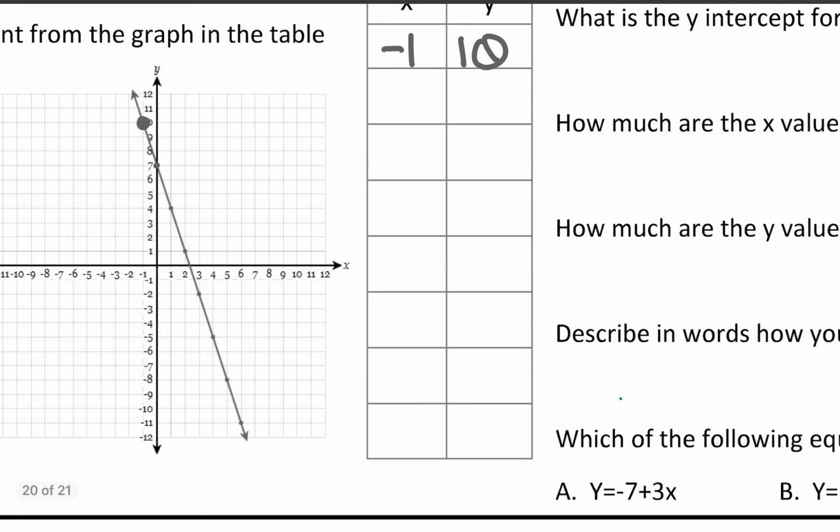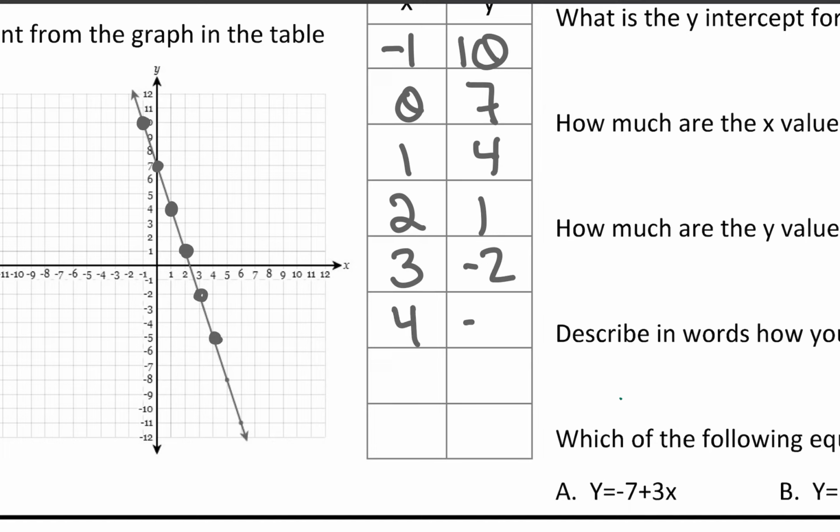The next point, we have 0 and 7. This starts at time 0 and is at 7. The next point is here, which is 1 and 4. Again, my x value when I drop down is a 1, and on the y-axis it's a 4. Then we have 2, 1, 3, -2, and I'm going fast because this is a video, so you can pause and rewind it. And we have 5, -8, and then we have 6, -11.